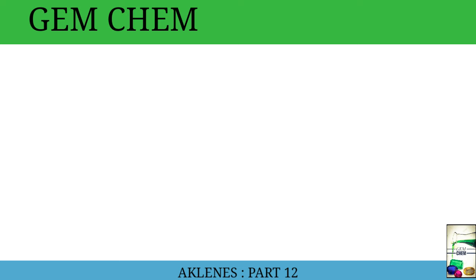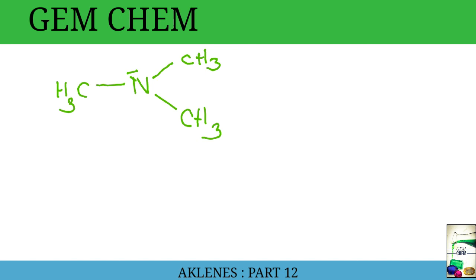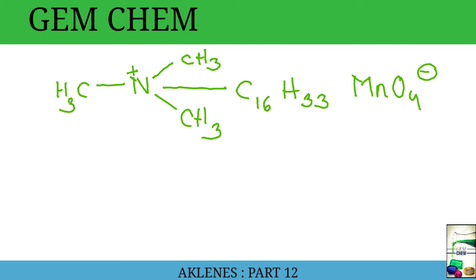Now cetyl trimethyl ammonium permanganate in dichloromethane or in aqueous tertiary butyl alcohol can be used. So what is the reagent? Let us see. This is the ammonium part. It contains 3 methyl groups, and another group which is C16H33, and MnO4 minus. This reagent can be used for cis dihydroxylation.